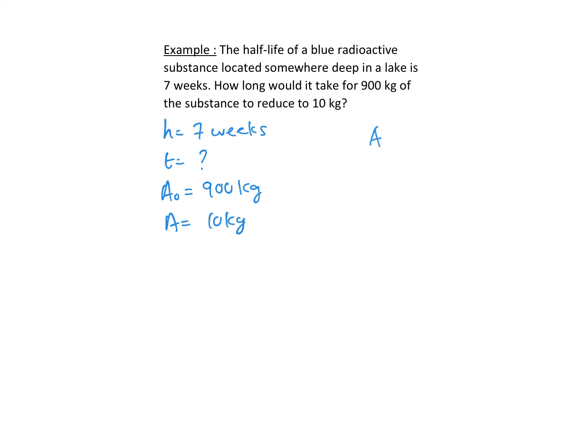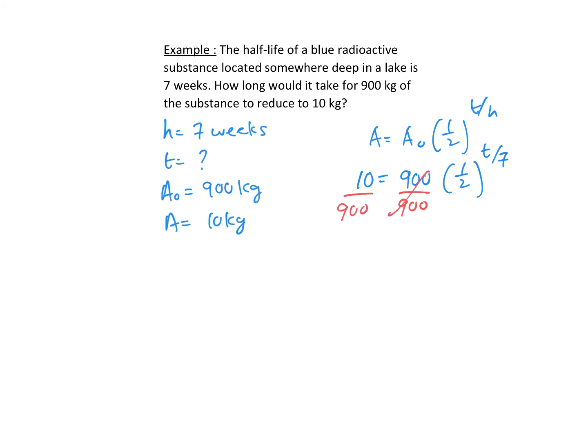So again, we're going to use the exponential model of starting amount, common ratio, a certain number of times. The end amount is 10. The start amount is 900. It is a half-life. Time is what we are looking for, and the half-life is 7 weeks. So we will isolate that exponent. So we'll get rid of the 900. I'm just going to reduce that to 1/9 rather than use a decimal.